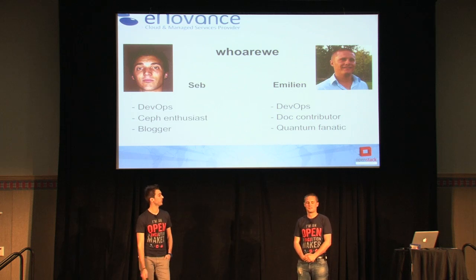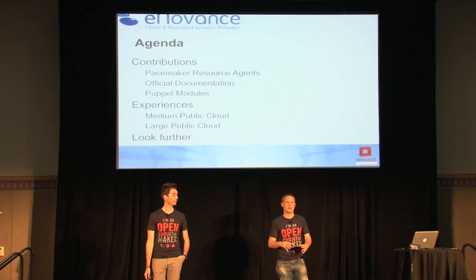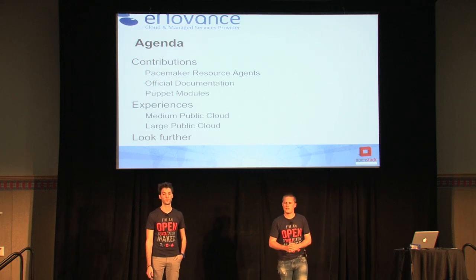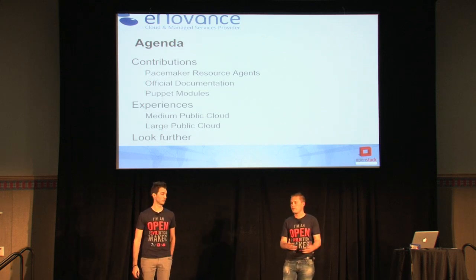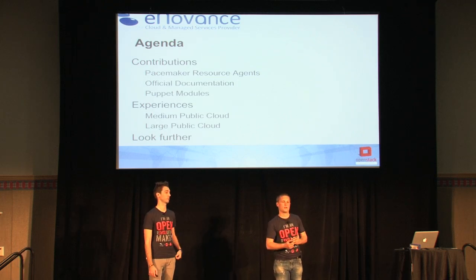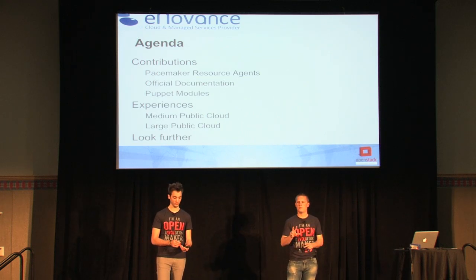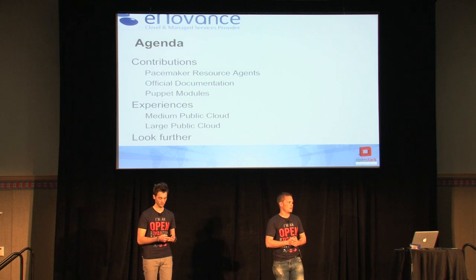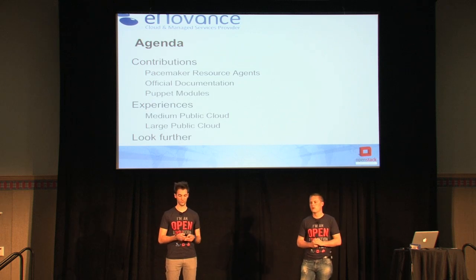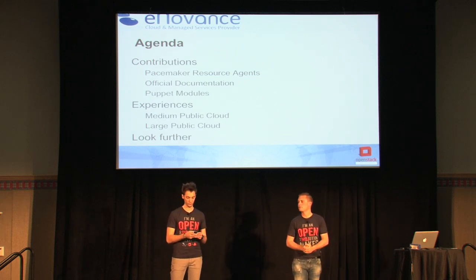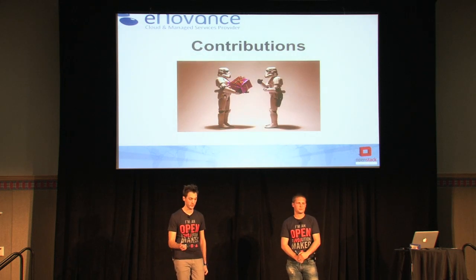I think we can move ahead with the agenda for today. So today we are going to introduce the topic by our contribution related to high availability in OpenStack. After that, we will share with you the experiences that we had at eNovance with two use cases. And finally, we will look further, as a conclusion, at the future of HA in OpenStack.